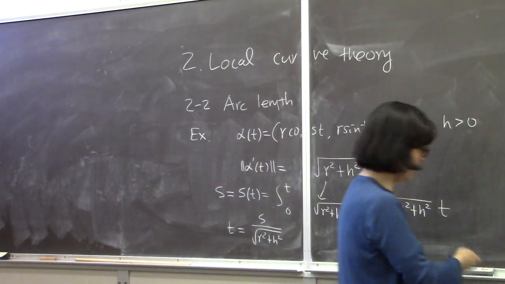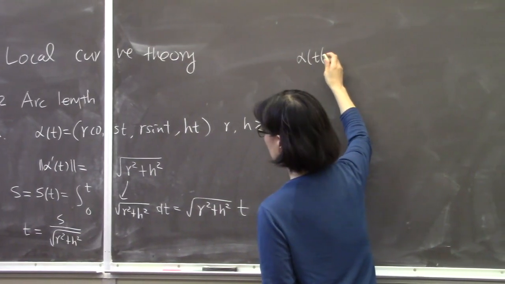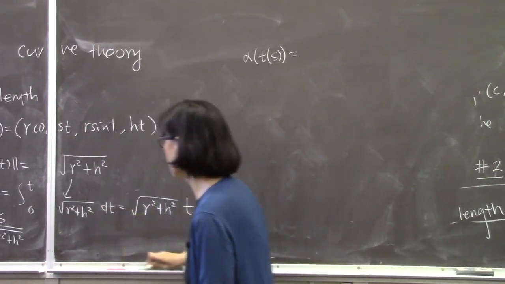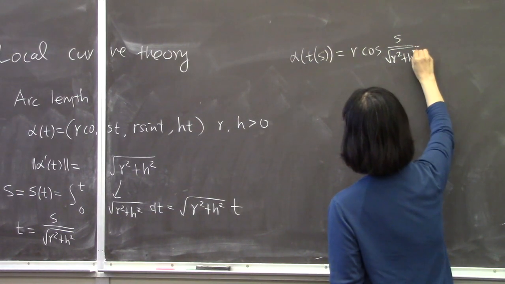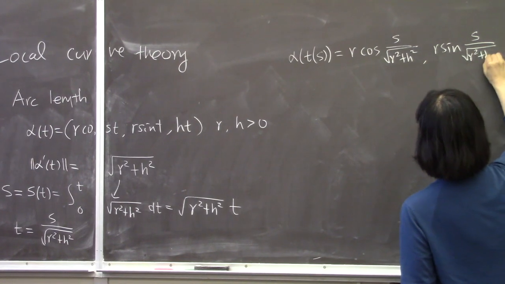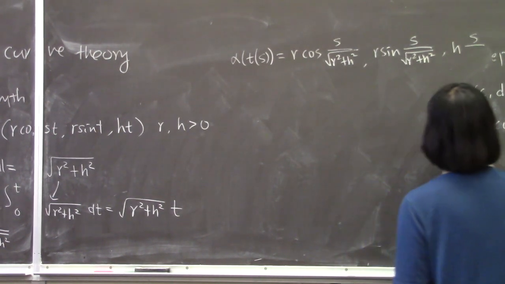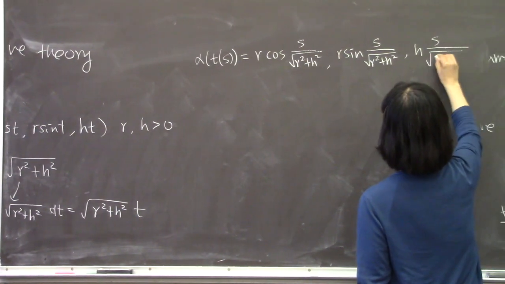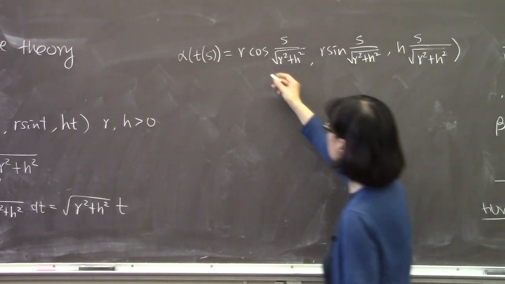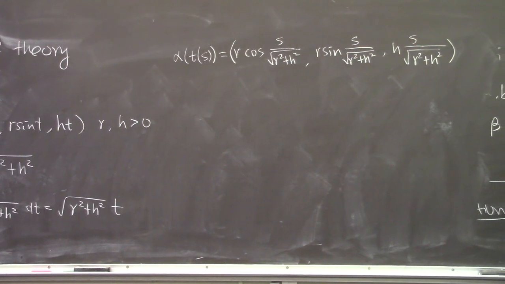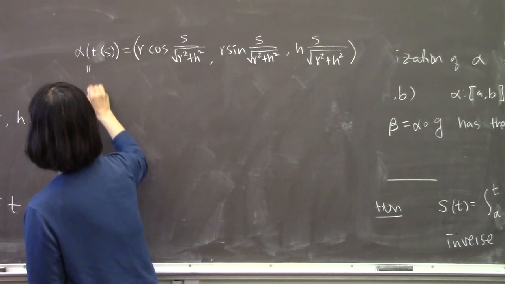So let's reparameterize that curve. So beta of s equals alpha of t of s. Instead of t, let's put r cosine of s over that constant, and so on for h t. It's the same curve, but this one has been reparameterized with arc length. So let's call this beta of s.